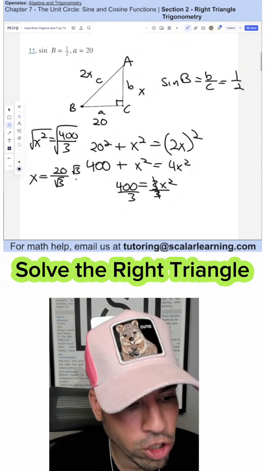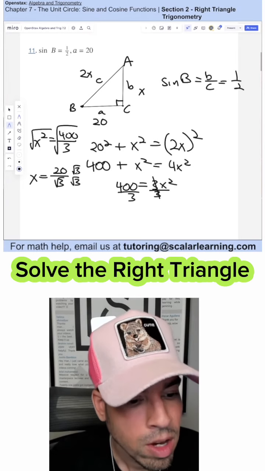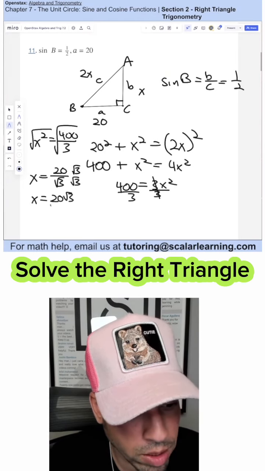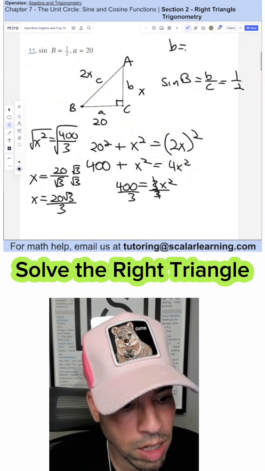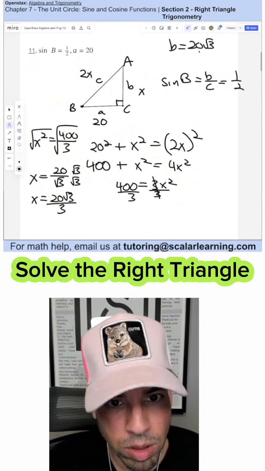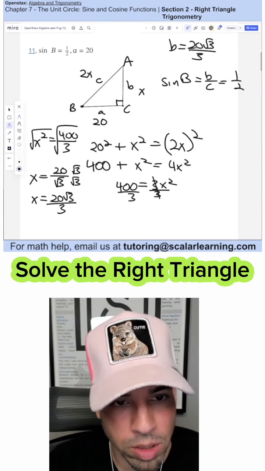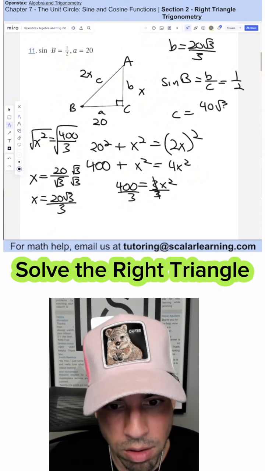So then I'm going to rationalize the denominator by multiplying by rad 3 over rad 3. So then I get X equals 20 rad 3 over 3. And again, X is B. So that really means B equals 20 rad 3 over 3. And now when we get to C, C is just double this, right? So C is 2 times that, which is 40 rad 3 over 3.